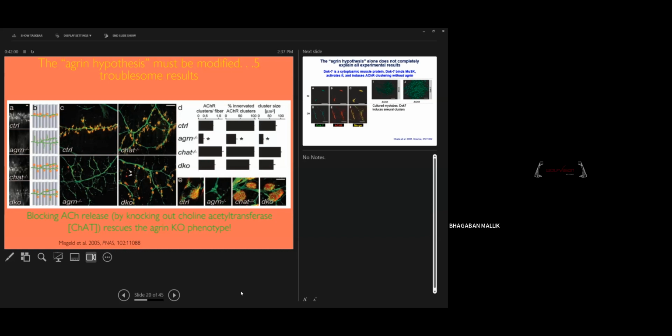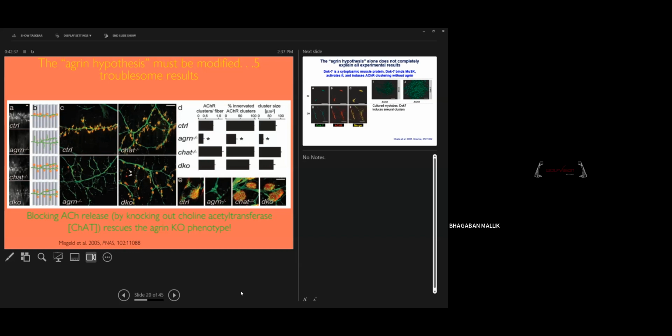Here they are knocking down or knocking out the enzyme ChAT, choline acetyltransferase, which is required for the formation of acetylcholine. Here, with agrin minus, you see a reduction of the acetylcholine receptor, a reduction in the innervation, and the cluster size is also reduced. In the ChAT knockout, where you delete the enzyme, you do not have formation of acetylcholine, you still see the clustering of the acetylcholine receptor here. You can see that it's even more than the control.